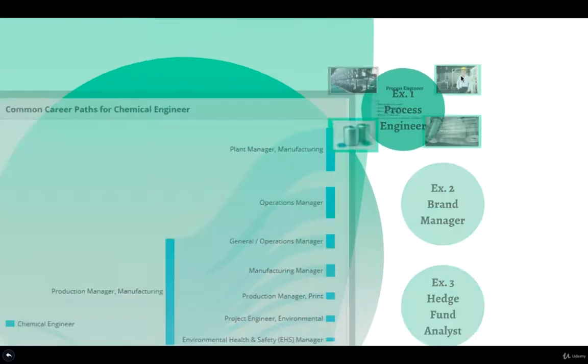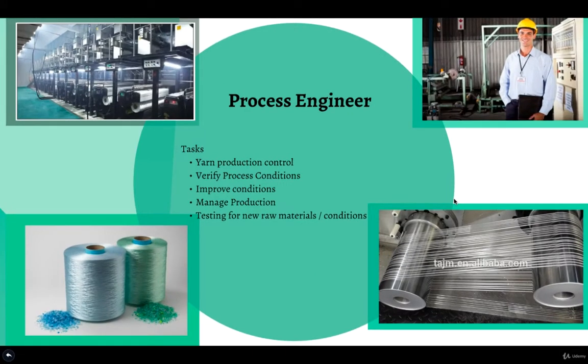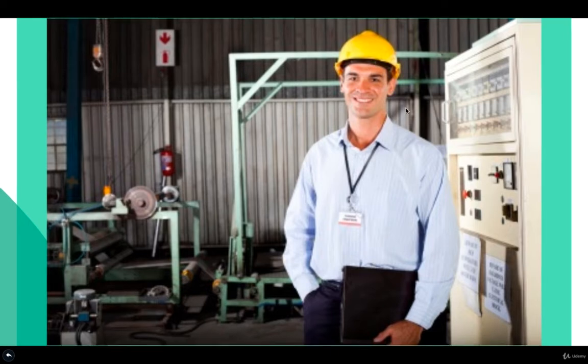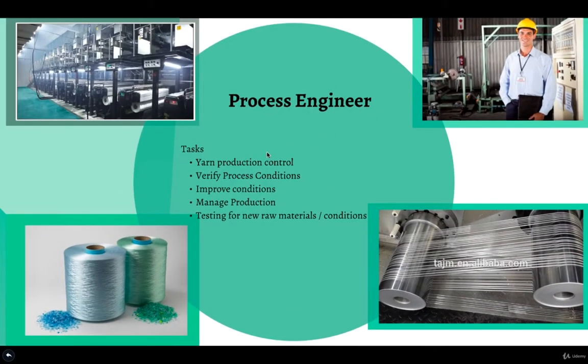Let's go to example number 1, process engineer. So how do they look? They look pretty normal. Most likely you're going to have a white collar job. You will be half time in the office and half time in the plant. You will have some protections and you should have some knowledge.